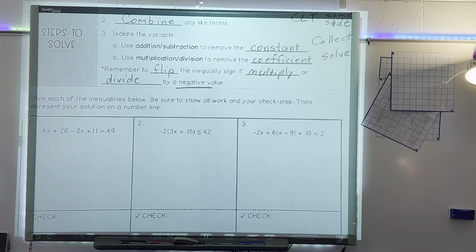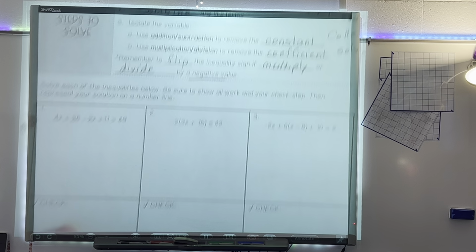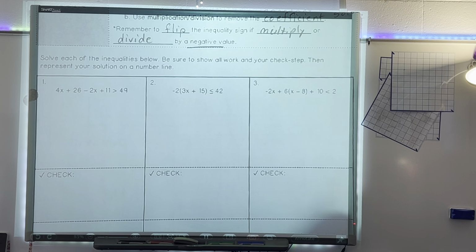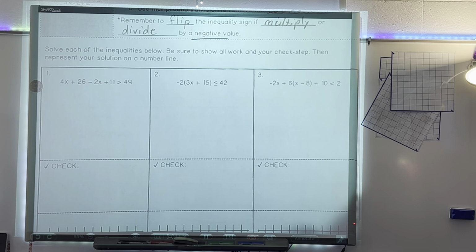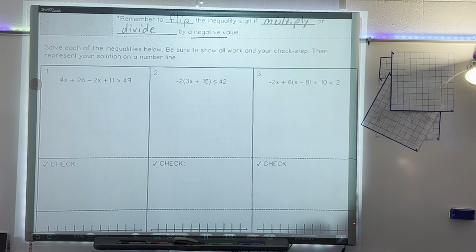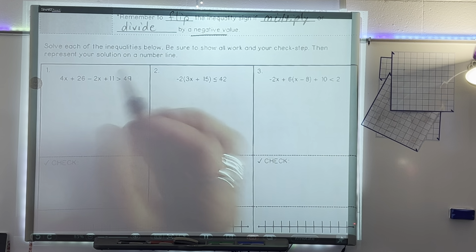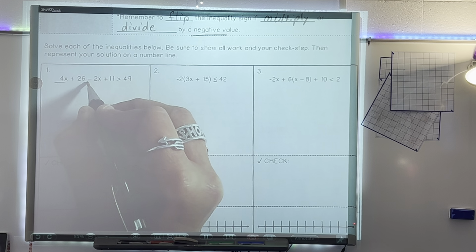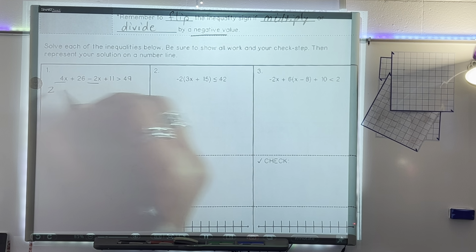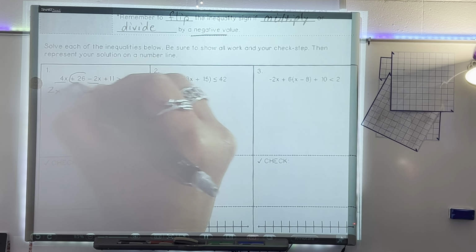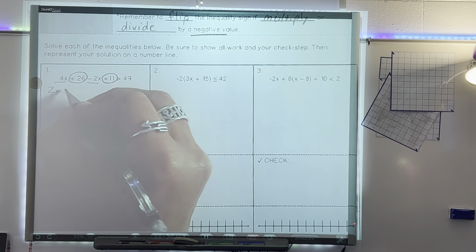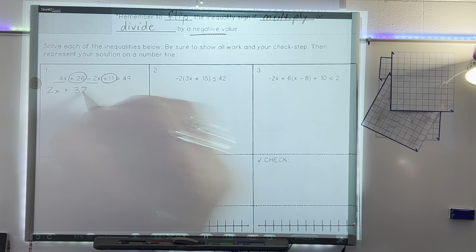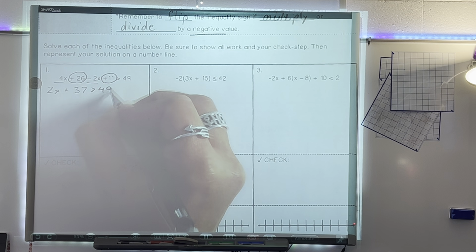Alright, so that first stuff is just kind of review, so we're just gonna go through this again. I don't wanna go too fast, but I don't wanna waste your time either. So, problem number one, what do I need to do here? Combine. I need to combine like terms, so I've got this and this, which is gonna give you 2x, and then I have this one and this one, which is gonna give us 37 greater than 49, okay?